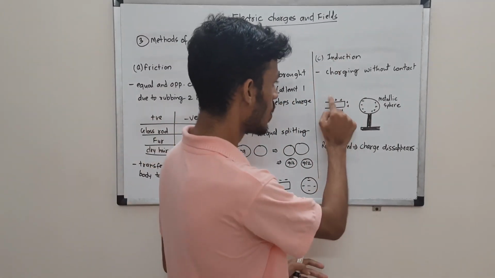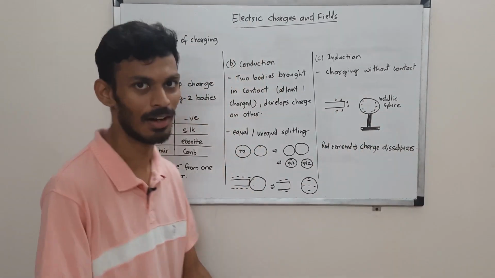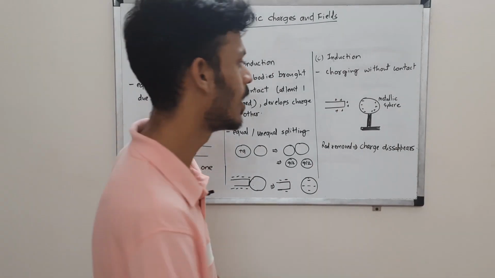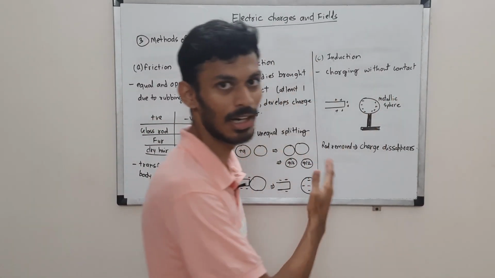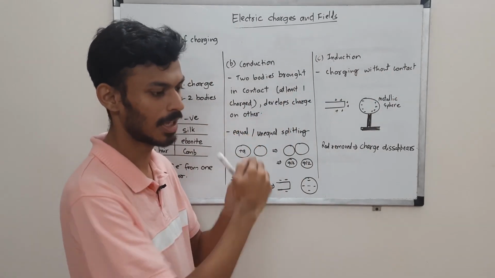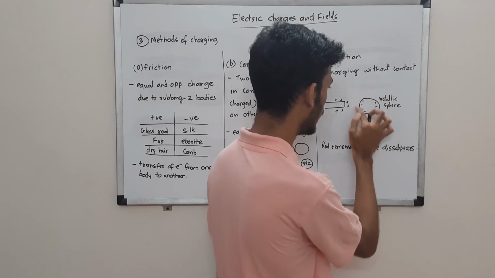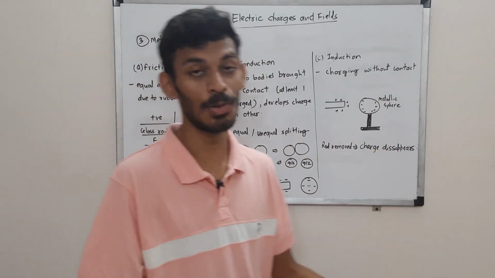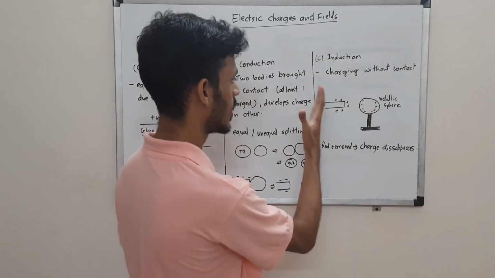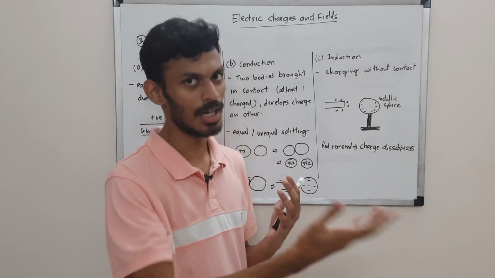So this positive charge will attract the electrons in this metallic sphere. The sea of electrons, you remember, right? It will attract the electrons towards this side, towards the positive side. Unlike charges attract, so negative charge will be attracted over here, and similarly positive charge will be developed on the other side due to deficiency of electrons.